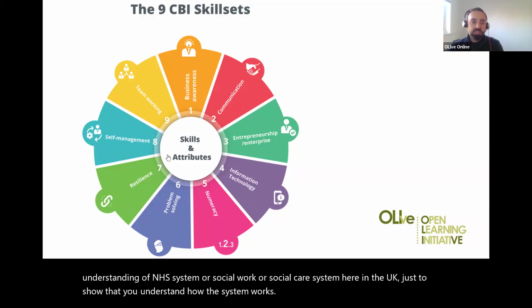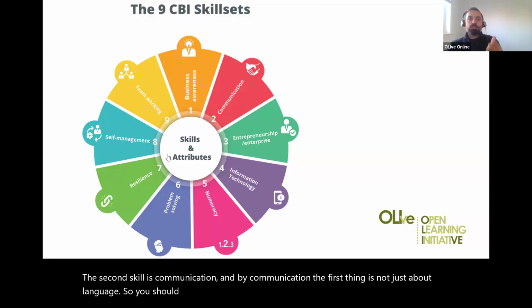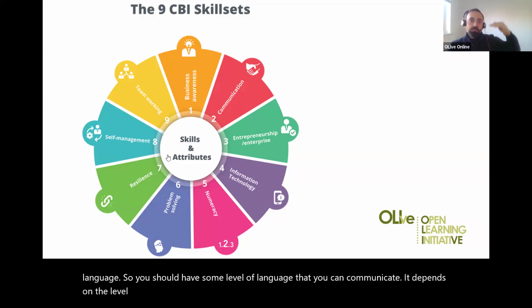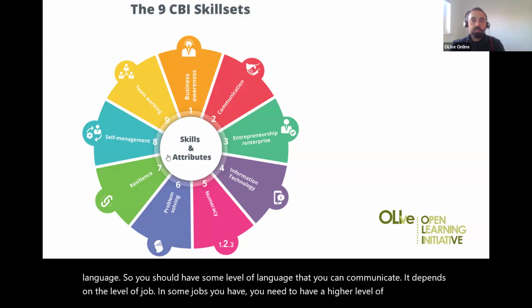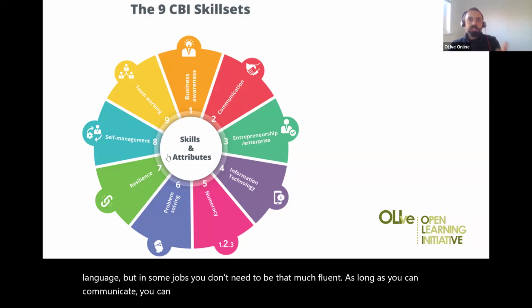The second skill is communication. And by communication, the first thing, it's not just about language. You should have some level of language that you can communicate. It depends on the level of job. In some jobs, you need to have a higher level of English language. But in some jobs, you don't need to be that fluent. As long as you can communicate, you can understand others, and you can speak with others, that's enough.